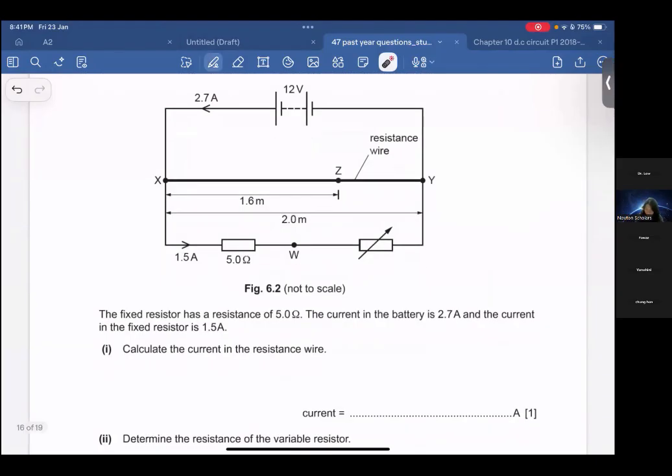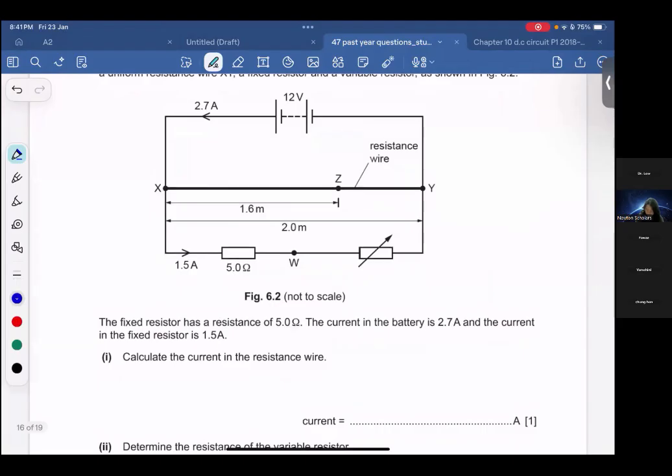Okay, this one Vashini correct. Right there, 1.5. What is the current in the resistance wire? So what is the current at here? Current of the wire. So you just use 2.7 minus 1.5, Kirchhoff's first law. So 1.2 ampere.